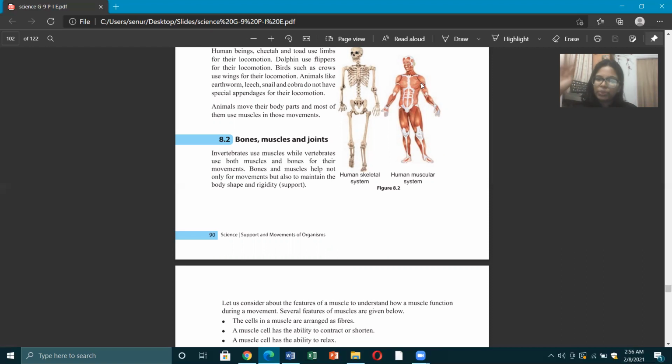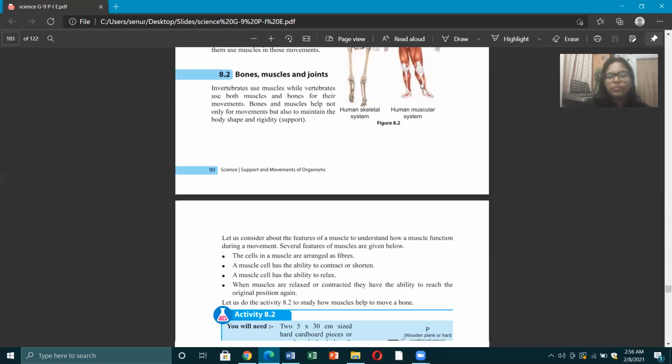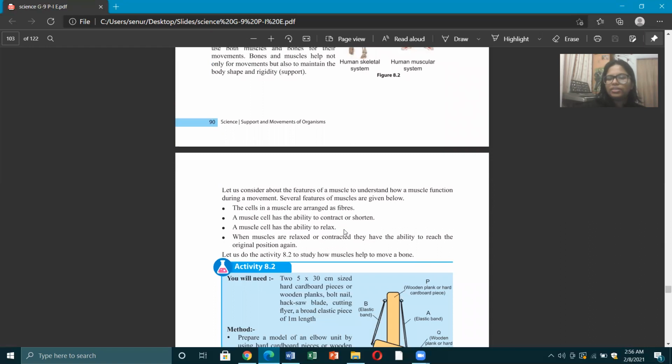So the bones and the muscles give the rigidity, or the support, and also the body shape. Okay. And yes, they have given some features of the muscles.